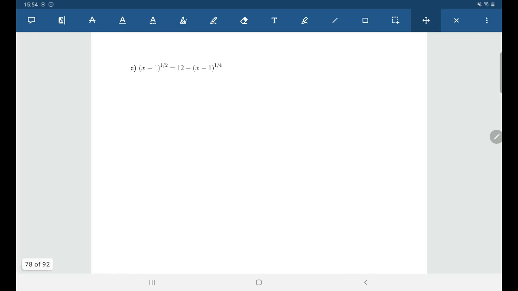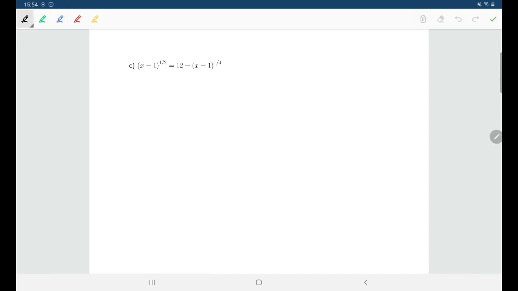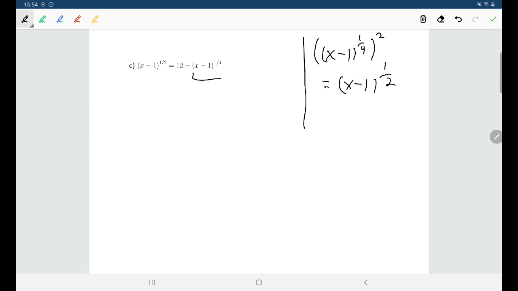One more, and this one is maybe slightly less obvious as to it being quadratic in form. And so this is something where I'm just going to make a little note on the side. If you were to take x minus 1 to the power of a quarter, if you were to square that, that would be x minus 1 to the power of 2 quarters, which is the same thing as a half. In other words, this term, x minus 1 to the quarter, if we square it, that gives us this term, the x minus 1 to the half.